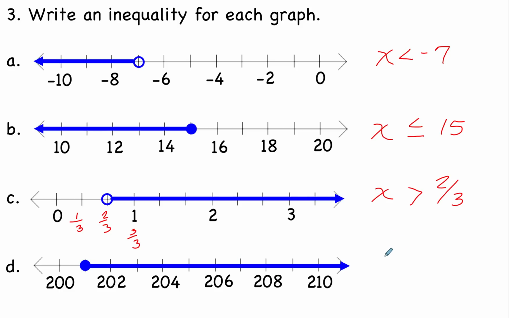And letter D, we're going to say x is greater than or equal to, because it's a solid dot, and it looks like that number on our number line is 201.